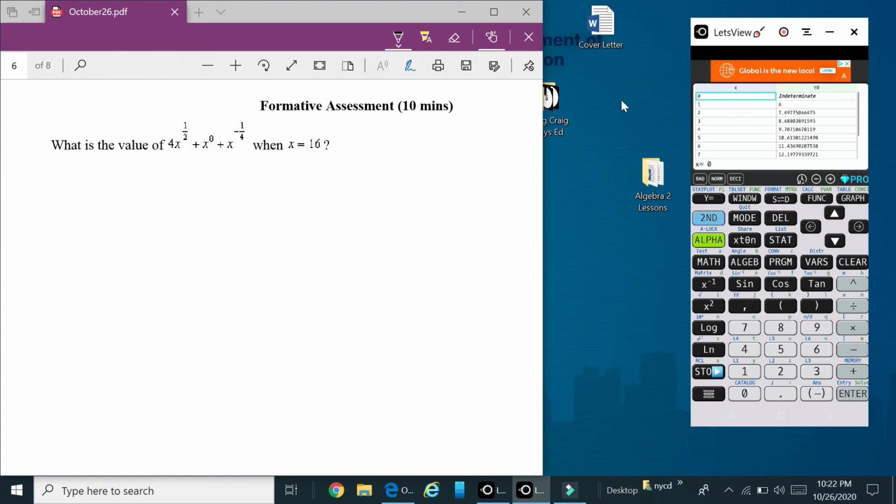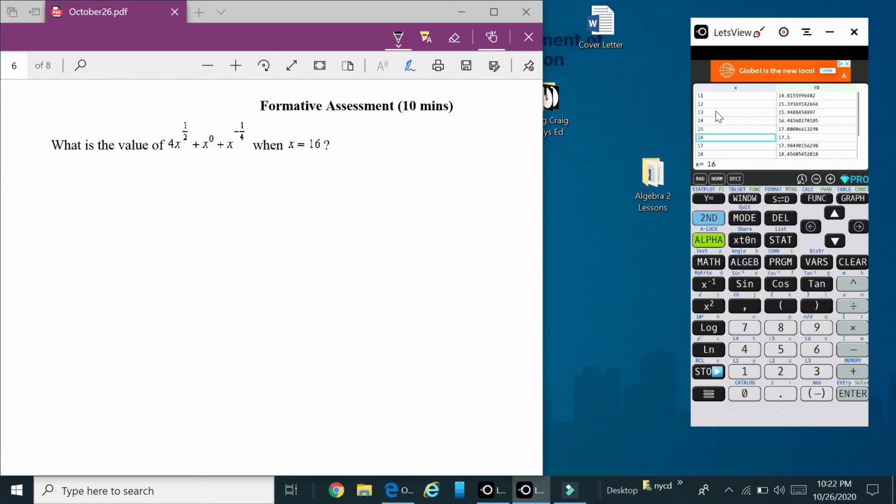Okay, now it says x equals 16. So you see that x function right there. You scroll down to where it says 16. And your answer should be 17.5.